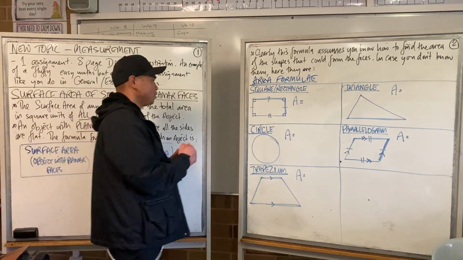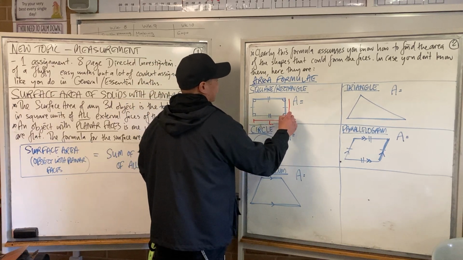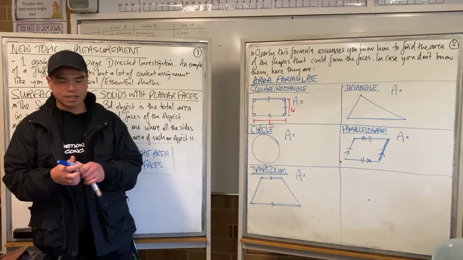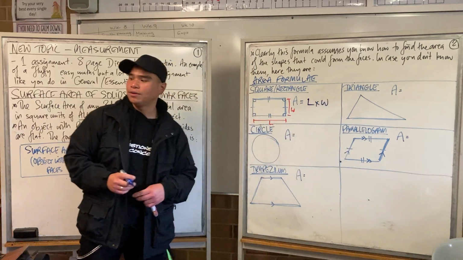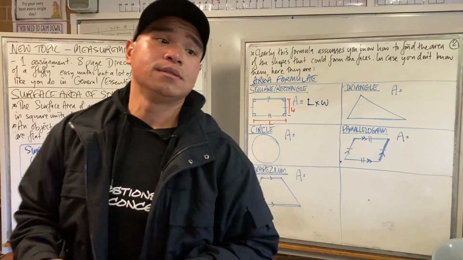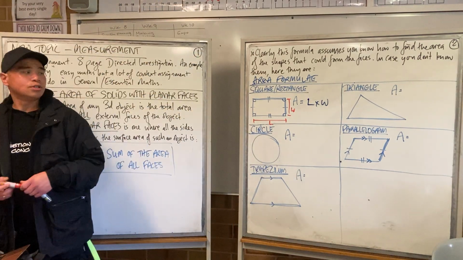Two different sides. Good. So the longer one we'll tend to call the length, and the shorter one we'll tend to call the width. So the area of a square or a rectangle is going to be length times by width. What's special about a square? They're the same. Good.